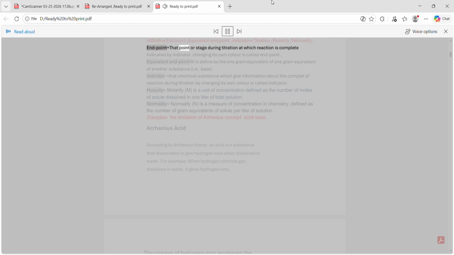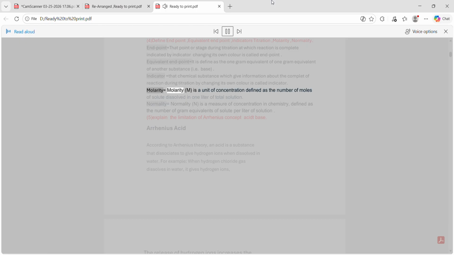Endpoint equals that point or stage during titration at which the reaction is complete, indicated by the indicator changing its own color, is called endpoint. Equivalent endpoint equals it is defined as 1 gram equivalent of one substance reacting with 1 gram equivalent of another substance, i.e., base. Indicator equals that chemical substance which gives information about the completion of reaction during titration by changing its own color is called indicator.